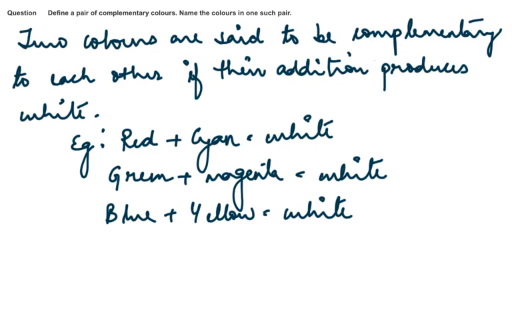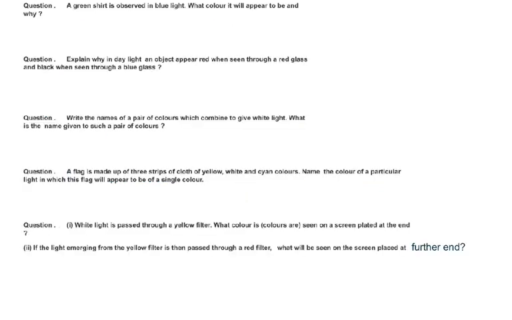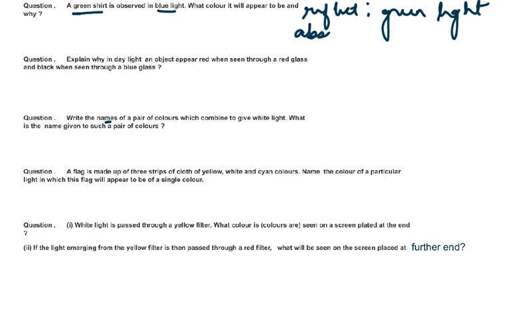Now let us look at some more questions related to the same topic. So we have a green shirt. A green shirt is observed in blue light. Okay, so let us first just quickly see, if a shirt is green, what colors is it going to reflect? It is going to reflect green light. And what colors is it going to absorb? It is going to absorb red and blue lights.